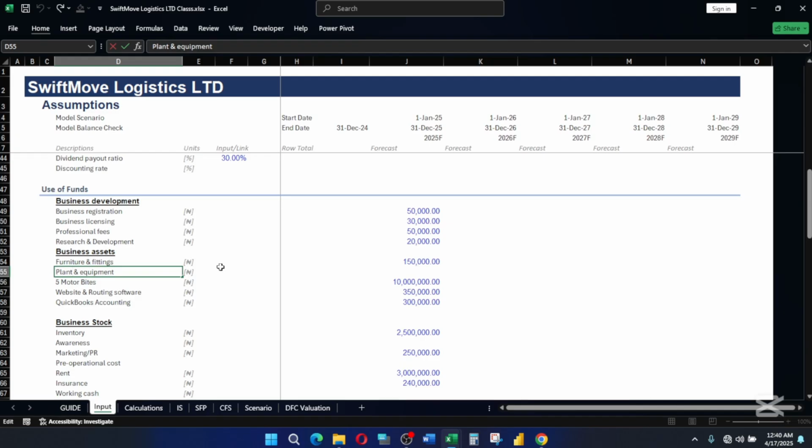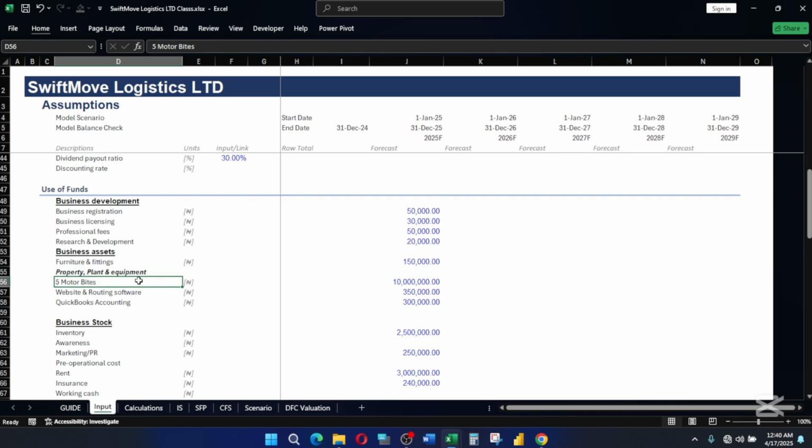Property, plant and equipment. So this is what we have. Now under the property, plant and equipment, still under business asset, what we want to use the money to buy, we want to buy 5 motorbikes, right?